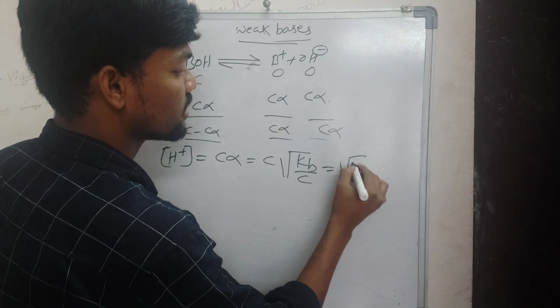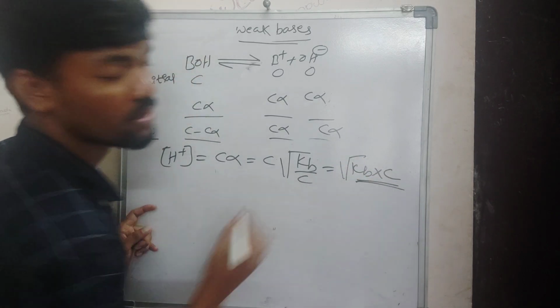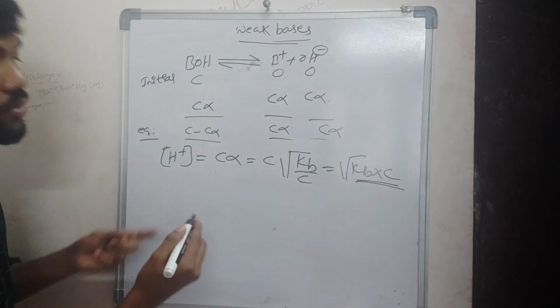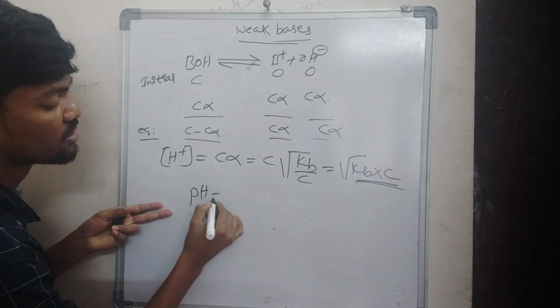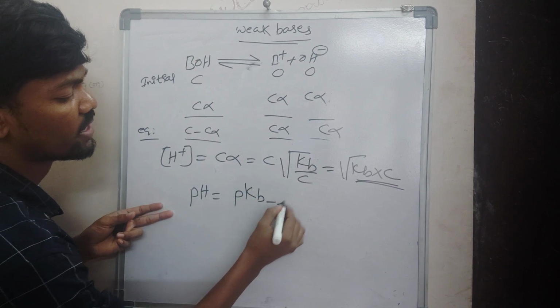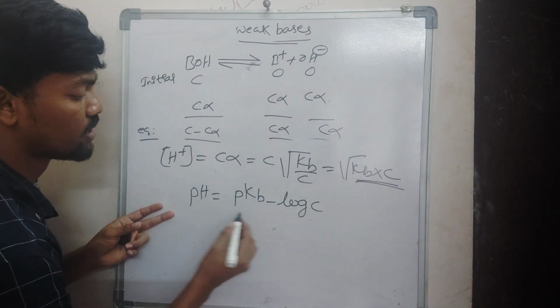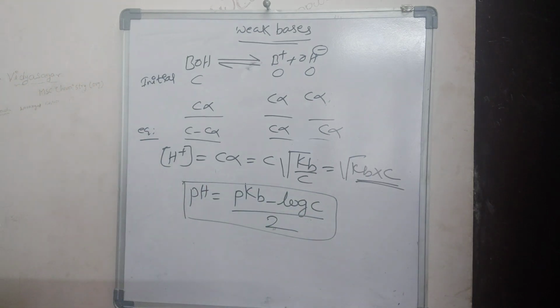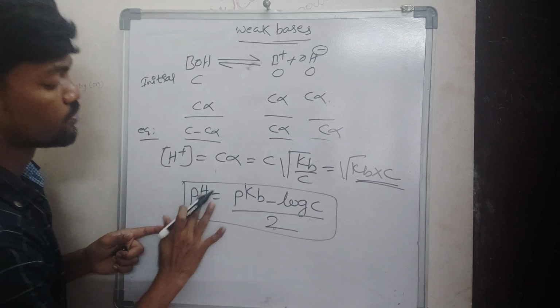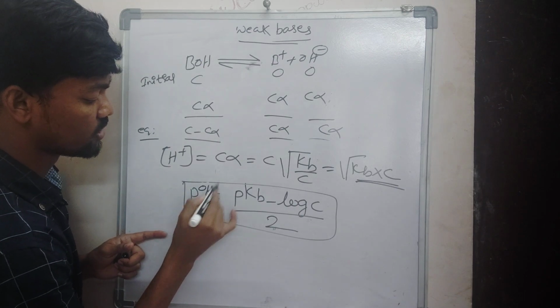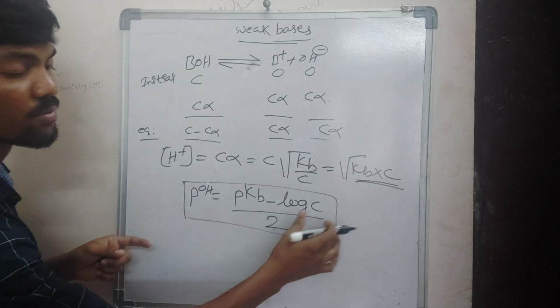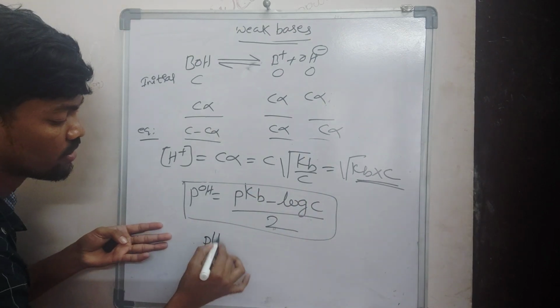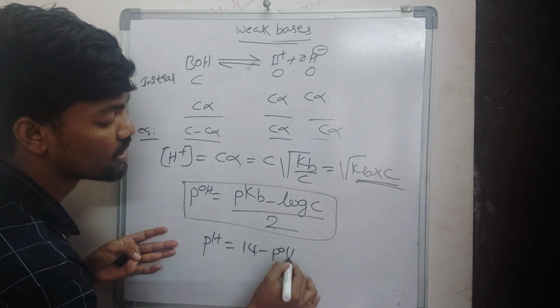How can you find it out? Like Kb into C, I told you in the early condition. So this is one. How can you find the pKb value? The pH value is the same: pKb minus log C, by 2 is the product. So pH is equal to pKb minus log C by 2. This is pOH, this is pOH, pKb. So we will get some value. If you want pH, 14 minus pOH, you can get the answer.